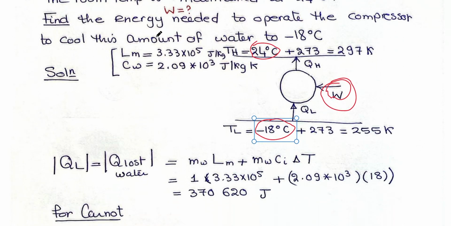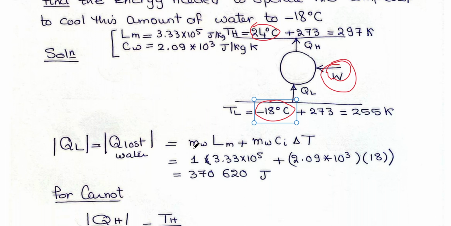The first step, we will calculate the amount of heat the freezer is taking from the water. As mentioned before, this freezer now will absorb heat from water to cool it down. But it was water at 0 degrees. Now it will be ice at -18. So first of all, we will have M water LM, then M water C ice delta T. This is the amount of heat the water loses to get frozen to ice at -18. Now you will substitute with the LM and C water, and delta T is 18, and you get the amount of heat lost by water, which is the amount of heat absorbed by the freezer.